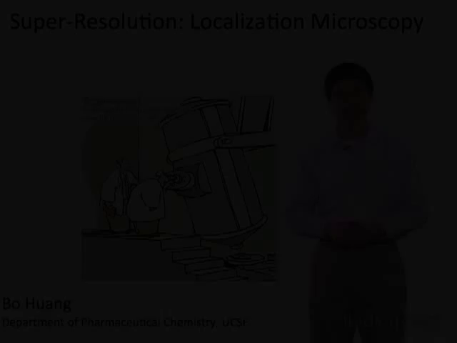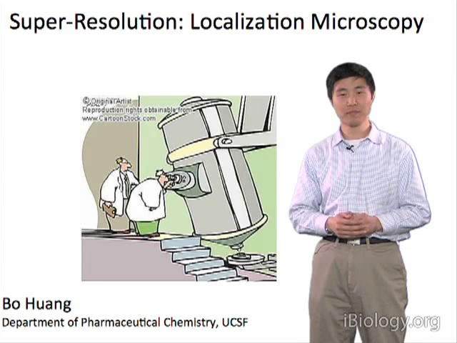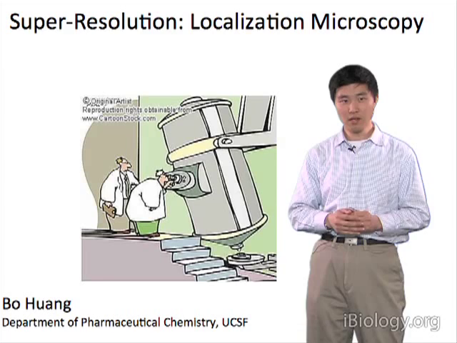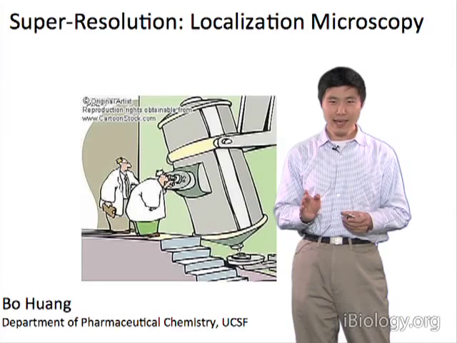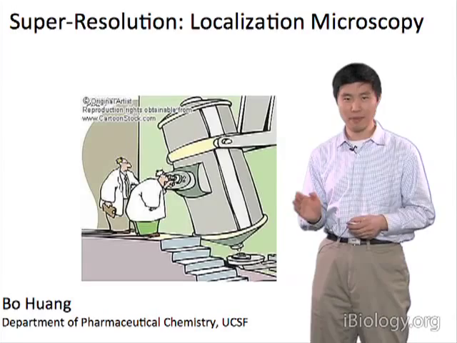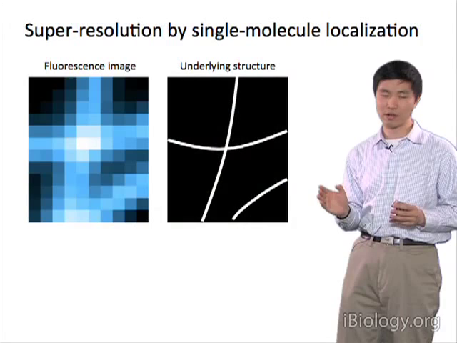This time, we're going to talk about one category of super-resolution microscopy method. This category is the ones that are based on single molecule switching, or as someone called it, single molecule localization. To understand why we can get super-resolution out of a normal diffraction-limited microscope, we need to start from considering the basics of fluorescence microscopy.